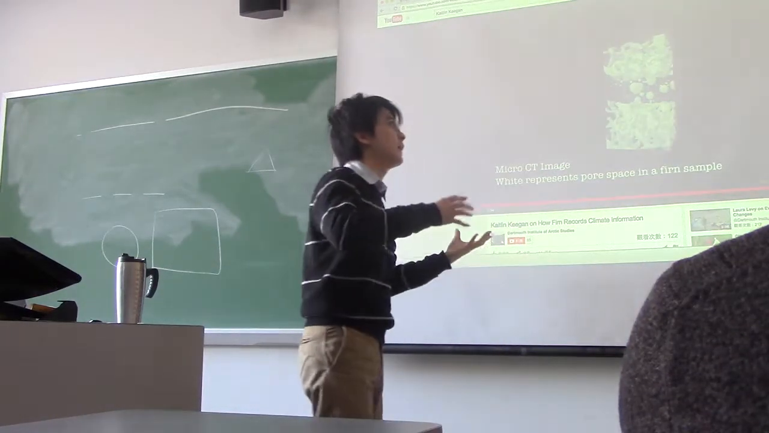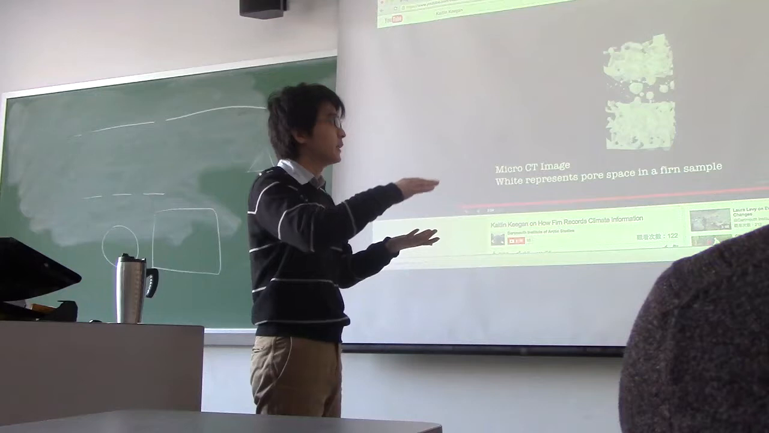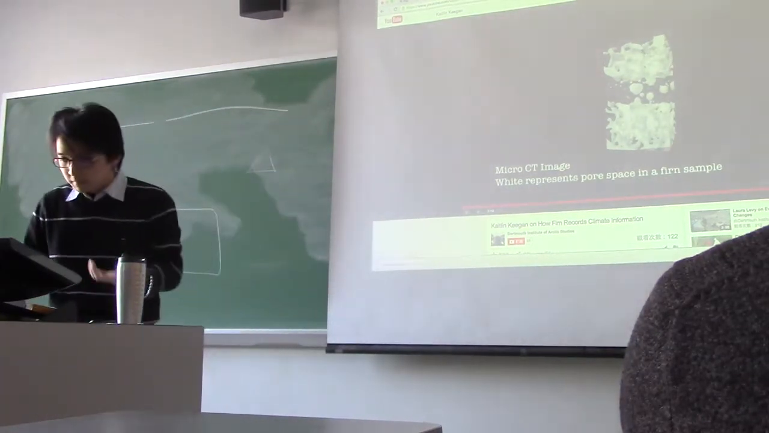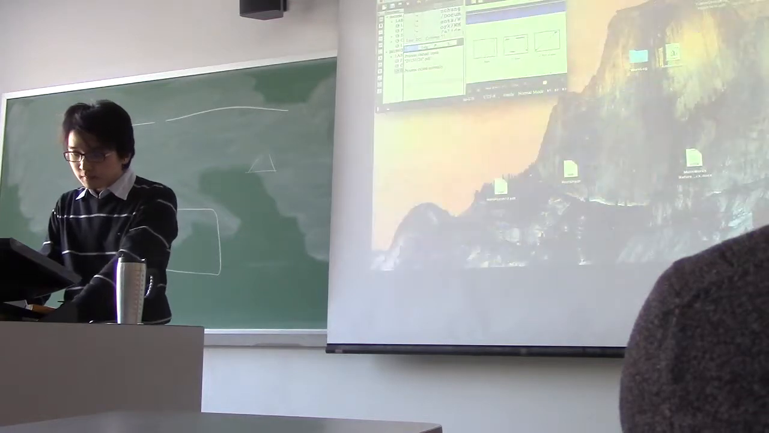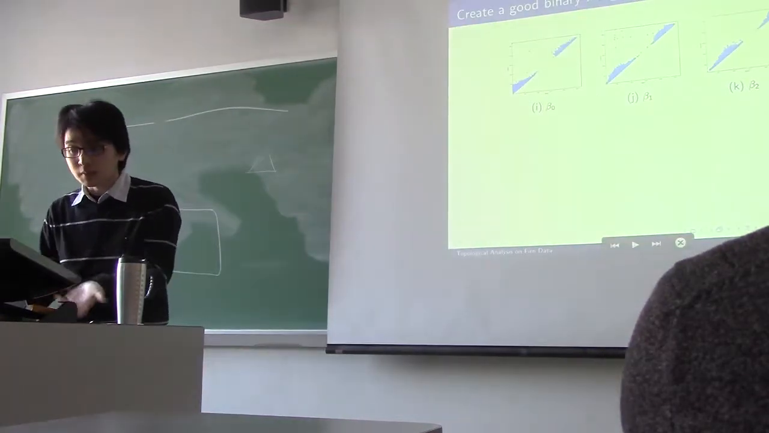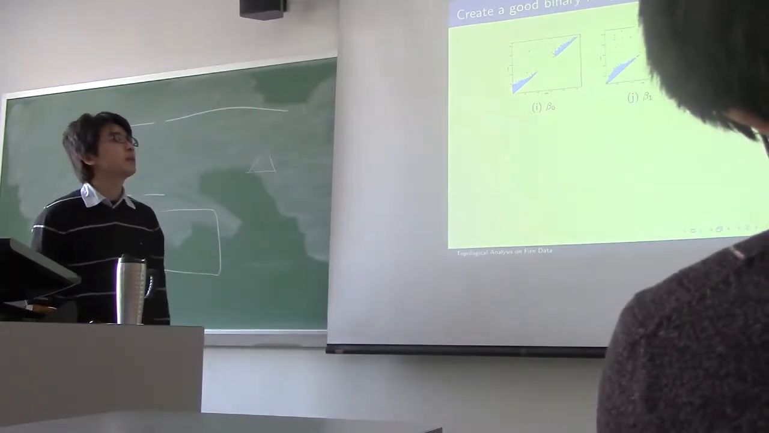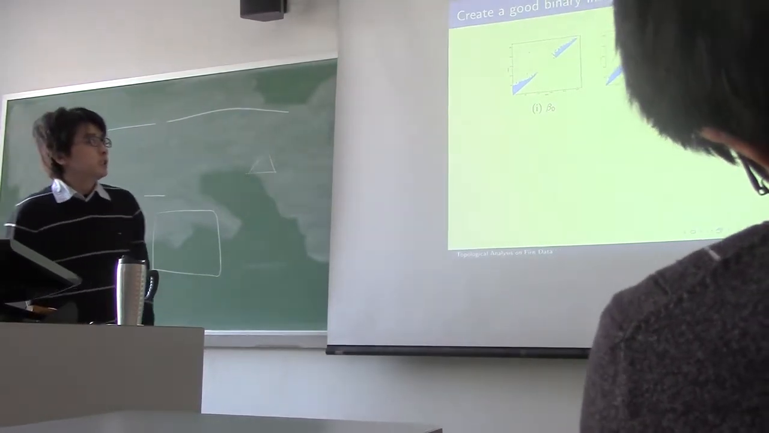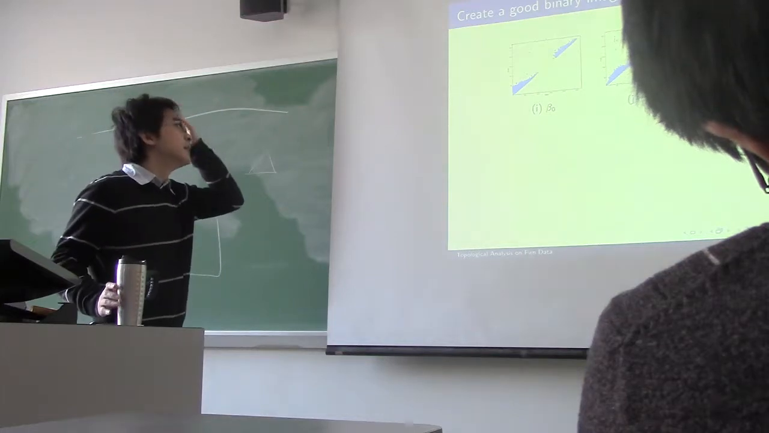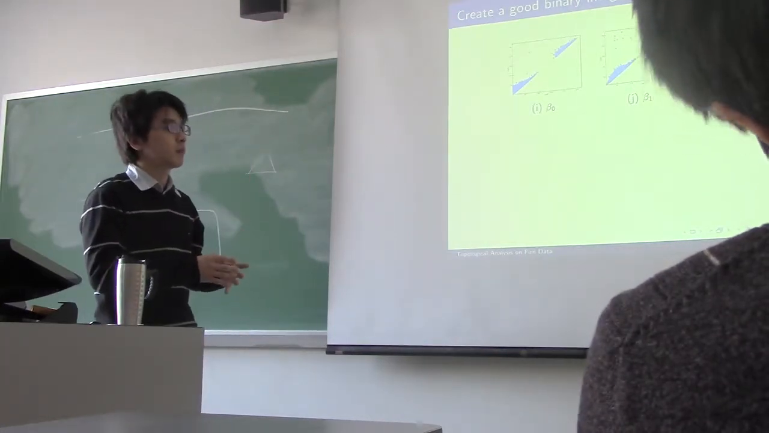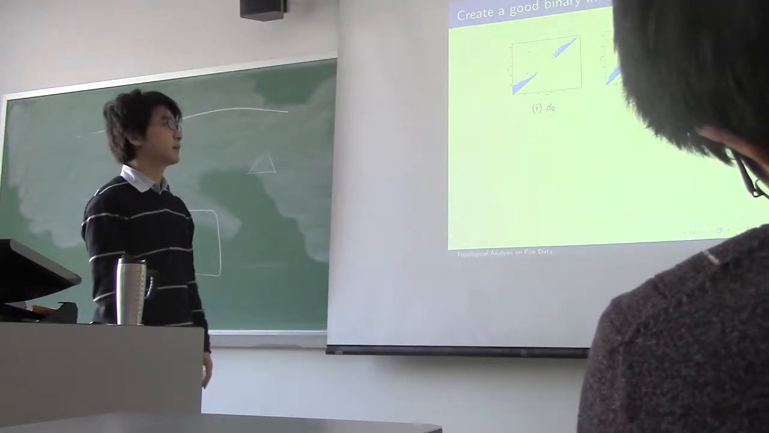Usually what they do, they average. They take the median one or they take the average one. But here we have a more robust way to create a good binary data. So here is what we do. Okay? Here you compute a very small sample of the persistent diagram.